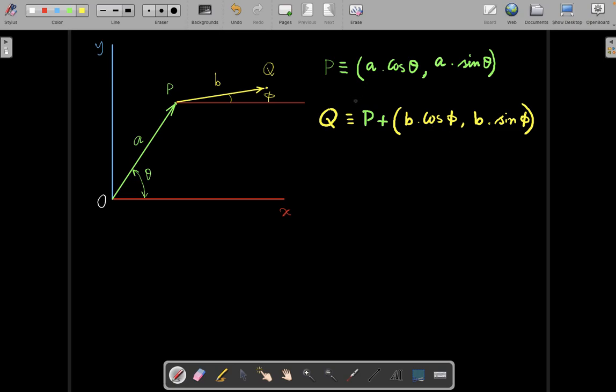So there will basically be two parameters here. One is the angle theta for the rotation of point P about the origin O. Another is phi, which will be used to rotate Q about point P. So that is the concept behind the animation that we will do here.